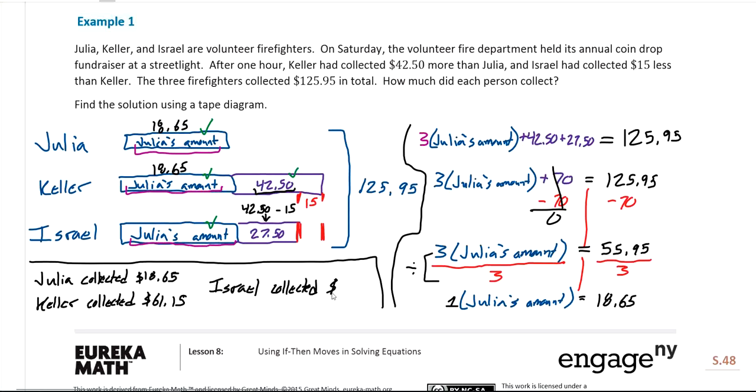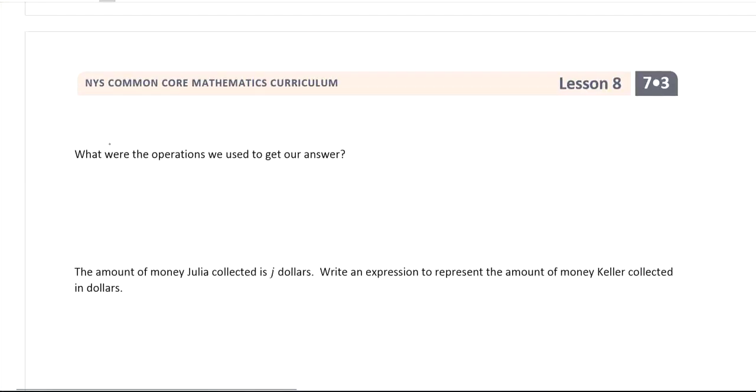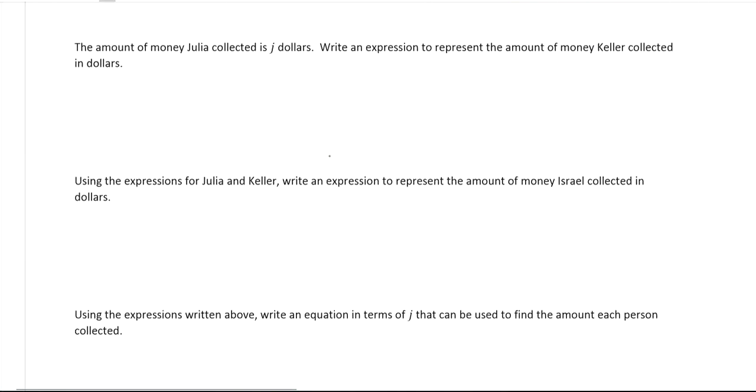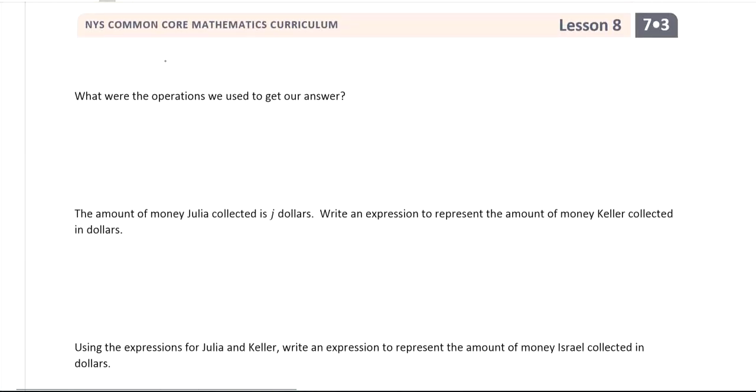That would give us $46.15. Okay. Okay, going on. We're going to skip over this question because we just did it all, so we're not going to summarize it. But let's go on to this second question here.